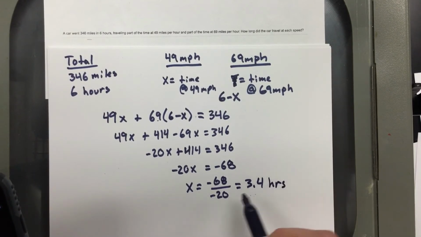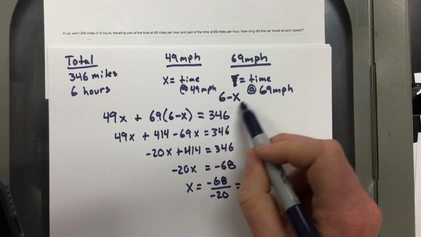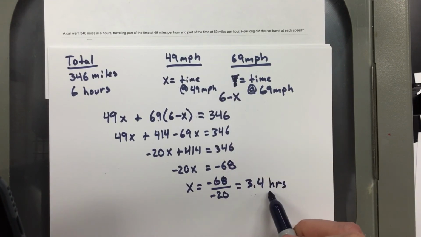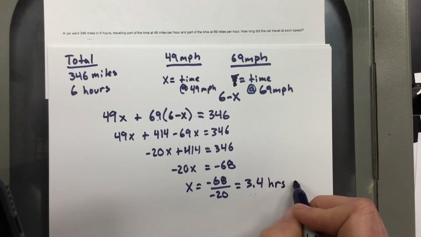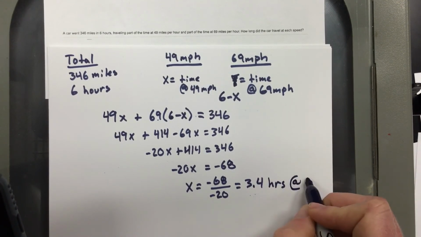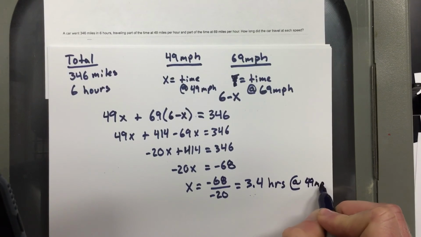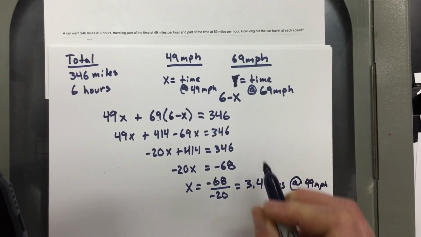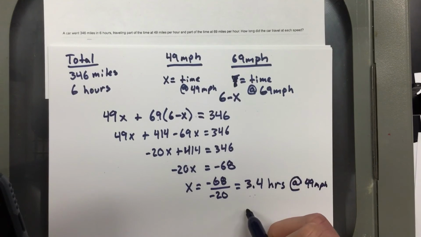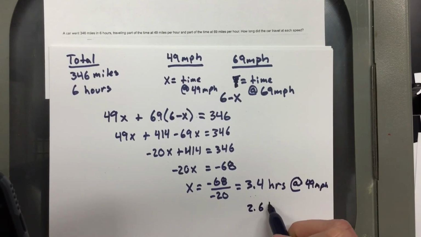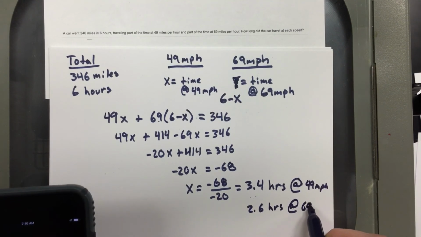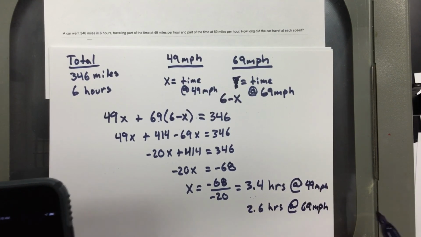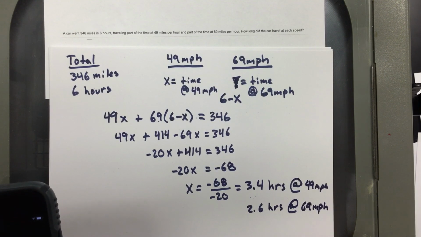And that's for x. So if it's 3.4 hours for x, which is at 49 miles per hour, I would interpret that as 3.4 hours at 49 mph. Then that would mean I take 6 minus that, which would give 2.6 hours at 69 mph. Hopefully that makes sense to you.